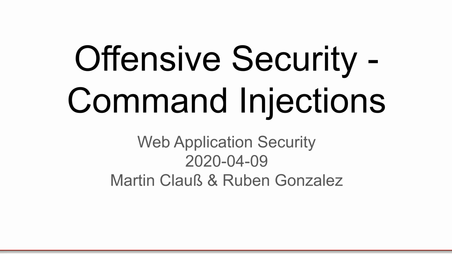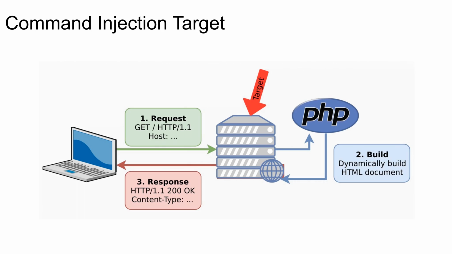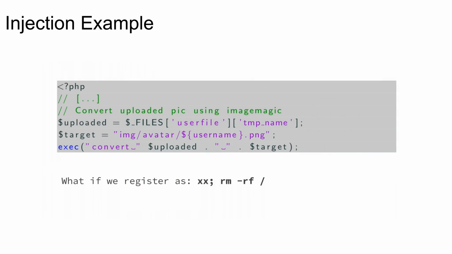Okay, so as a first flavor of injections, we're going to be looking at command injections. With command injections, usually the target is the web server that we want to gain remote code execution at. So in the introduction, I had this very simple example where we just chose a username with a semicolon in order to call new commands.